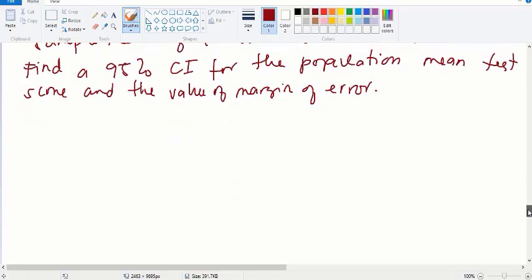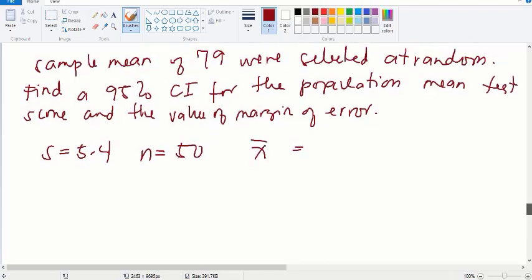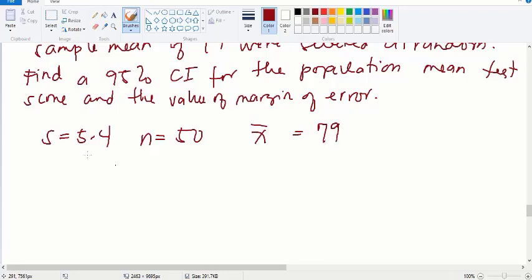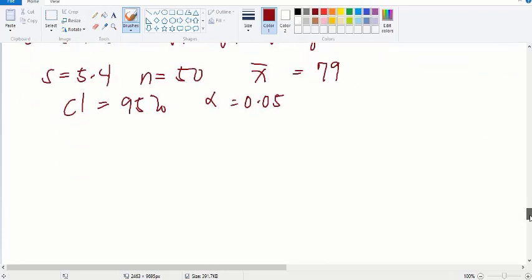Right. So, let's write the given first: 5.4, the sample size is 50, and then the sample mean is, what was the sample mean? 79. Okay. So, the confidence level is 95%, meaning our alpha is 0.05. And then, we are looking for the margin of error or EBM. And this is normally distributed, so we use Formula 1. So, plus minus Z alpha over 2 times sigma over square root of N.